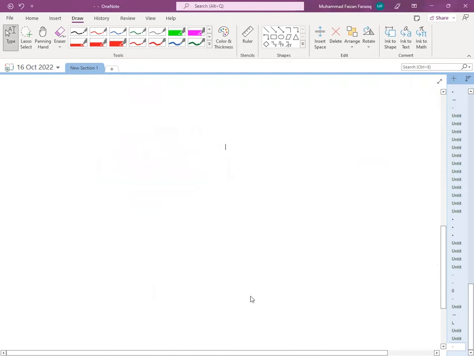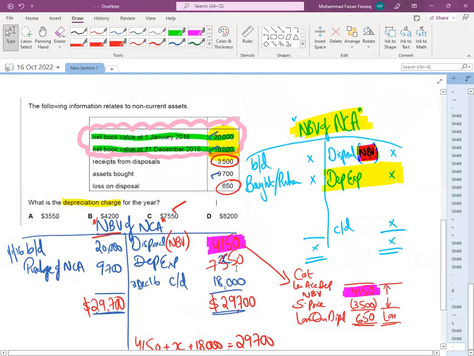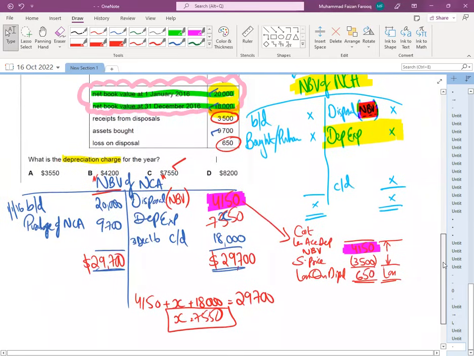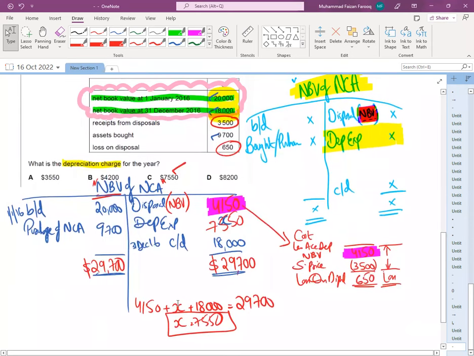What I did, any questions, any confusion coming in your mind? This is the trick we learned for the first time with this past paper. This trick can only be used if the net book value opening and closing balance is being given by the examiner. Otherwise, we will not use this trick. Got it?